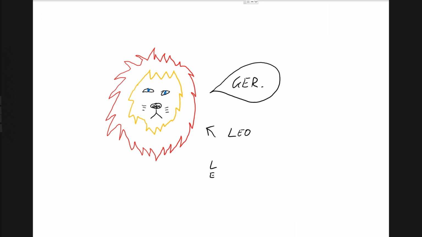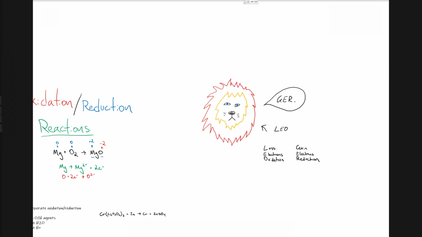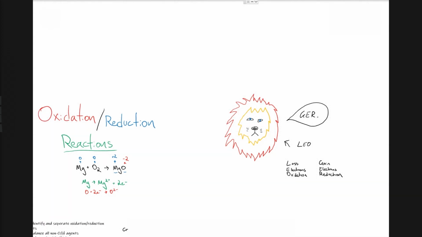Leo stands for loss of electrons is oxidation, while grr stands for gain of electrons is reduction. And so that's what the oxidation and reduction stand for in an oxidation-reduction reaction. Oxidation is a loss of electrons, whereas reduction is a gain of electrons.